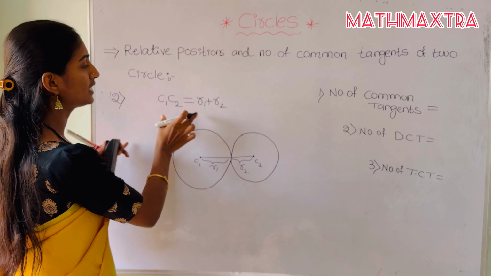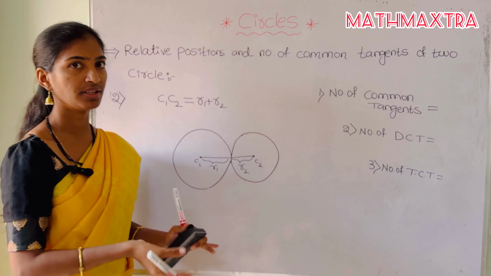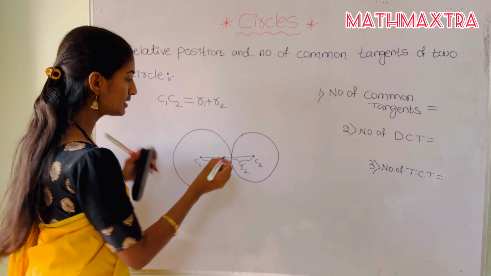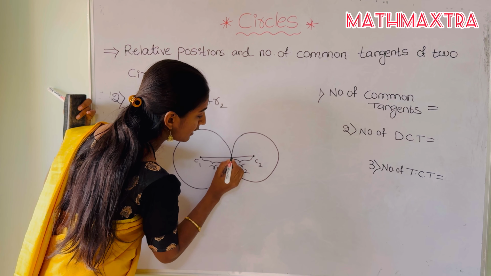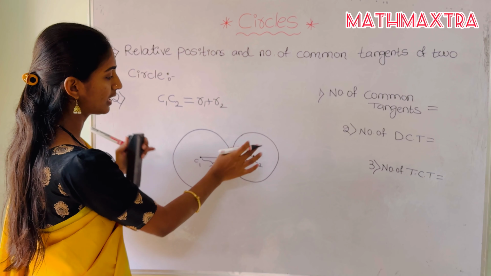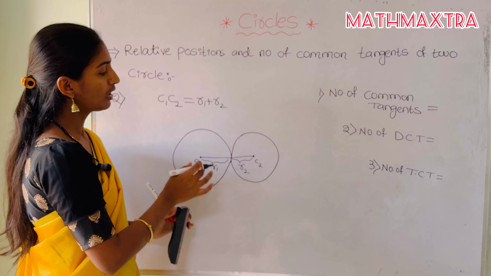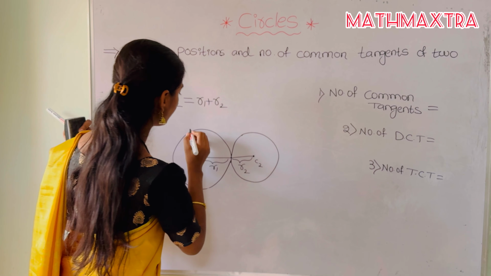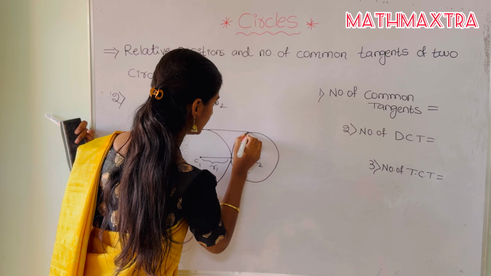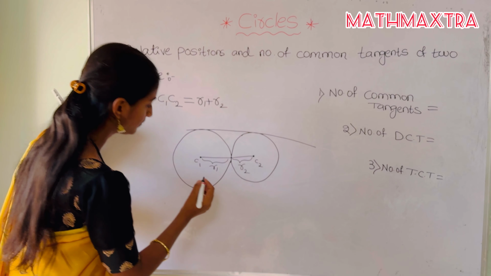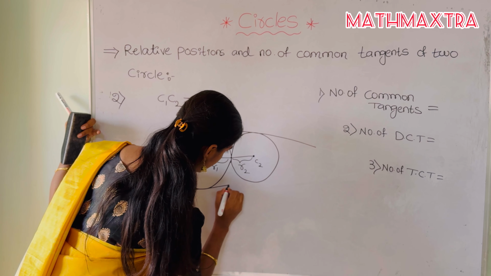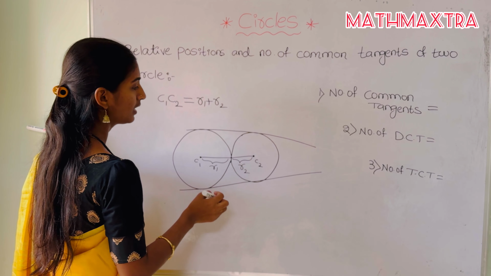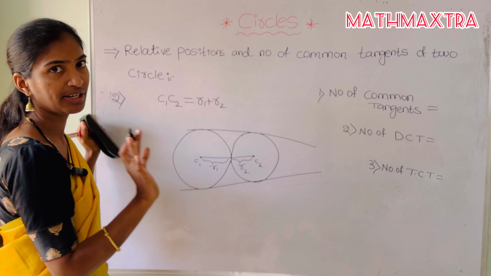So if the condition is given like this, we identify that the two circles touch each other externally, meaning they touch externally at one point. Yes, these two circles touch externally. Now we have to draw the common tangents. See, this is a direct common tangent I can draw, and this is also one more common tangent I can draw. These are the two direct common tangents I can draw.